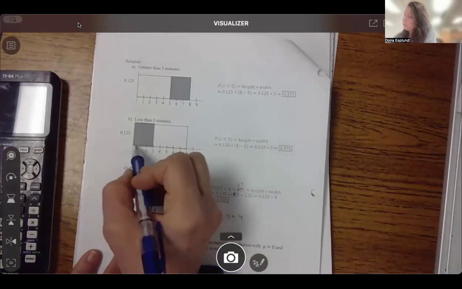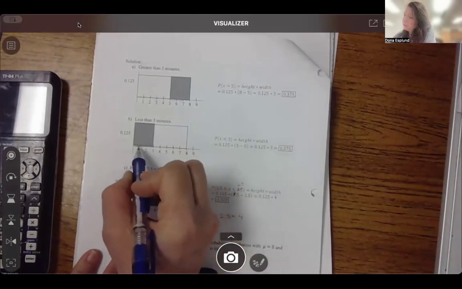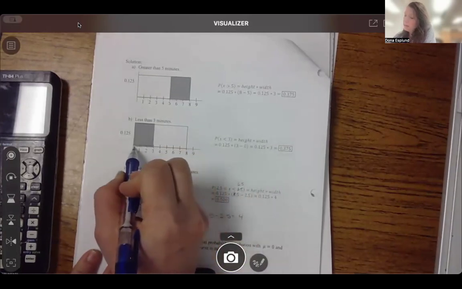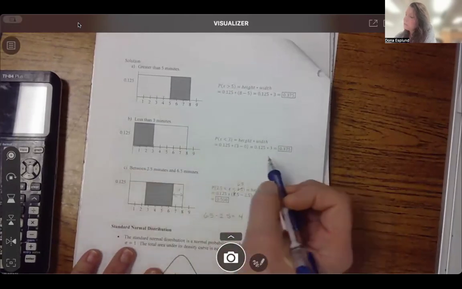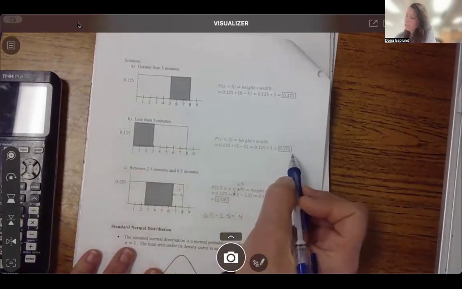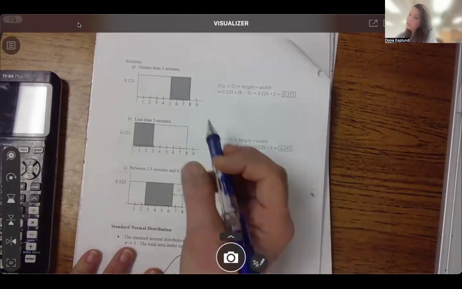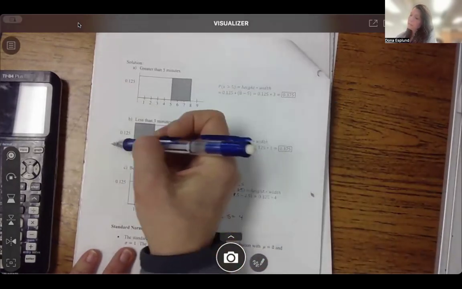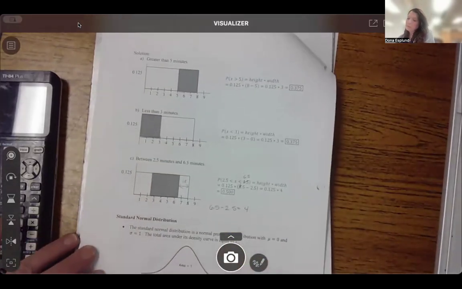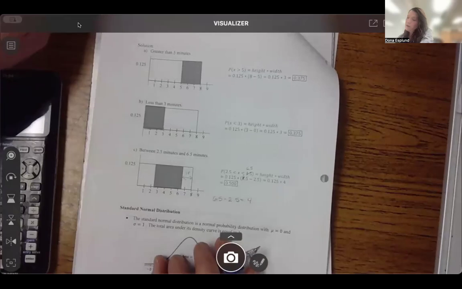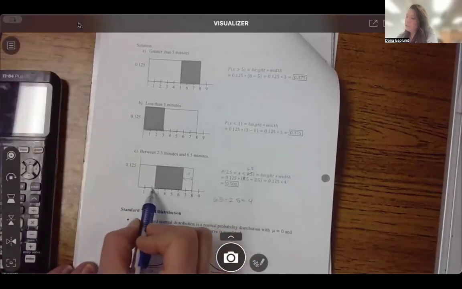If I wanted less than 3 minutes, remember, I'm still going to go from 0 to 3. So I take 3 minus 0 and get 3. And I'm still going to get that same 0.375 as my probability. So whether it's 5 minutes or less than 3, it's the same probability. I can also find ranges between the two.